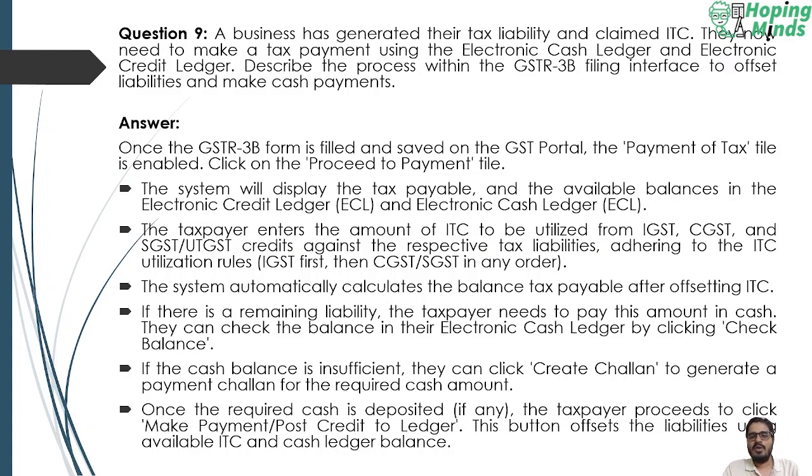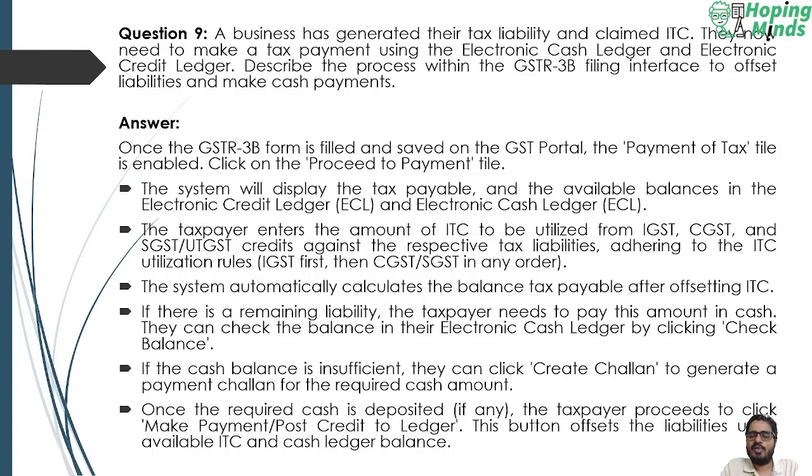Once the amount has been filled in the input tax credit to be utilized column, the system automatically calculates the balance tax payable after offsetting the input tax credit. Then there is a balance liability. The taxpayer needs to pay this amount in cash. They can check the balance in the electronic cash ledger by clicking check balance. If there are some balances, they can be utilized. But if there are no balances in the cash ledger, then a challan is required to be generated.